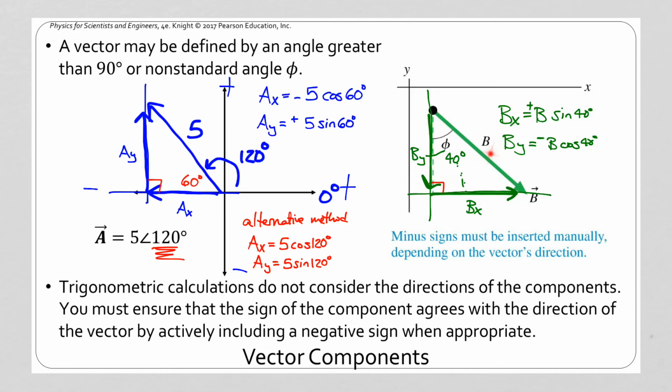This is actually the same value as what we talked about before. The other way we were talking about it would say bx would be b cosine of 50 degrees if we did it the original way. And you'll note that cosine of 50 and sine of 40 are actually the same value, and these are all three different ways to find the components of the same vector that we have there.